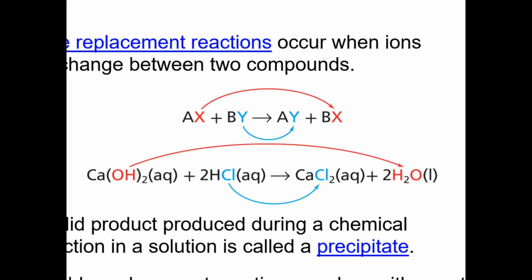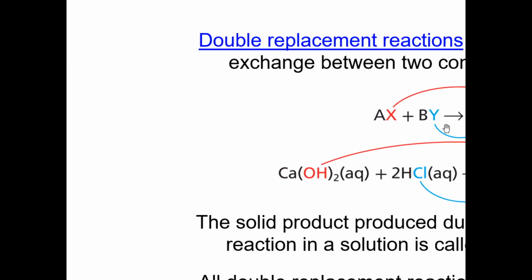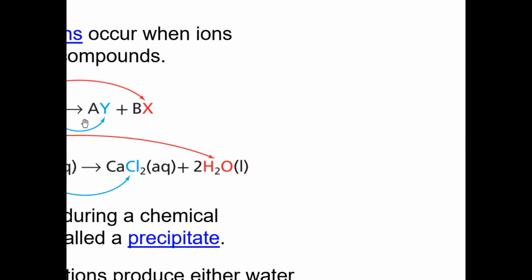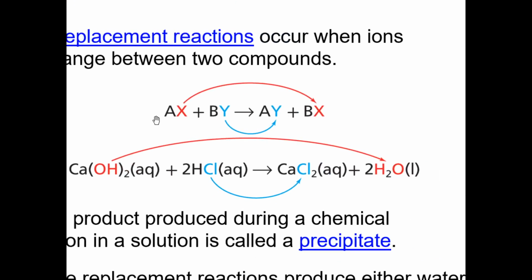And so what we see going on is everything gets new partners. So if we focus just on the reactant side, AX plus BY, A is with X, B is with Y. But on the product side, A is no longer with X, it's with Y, and B is no longer with Y, it's with X. And so everything gets a new partner from left to right. So A was with X, now it's with Y. B was with Y, now it's with X. So we're just swapping. Okay?